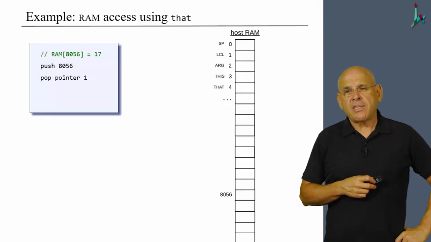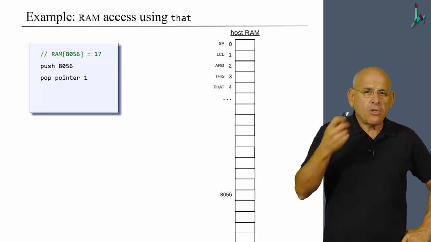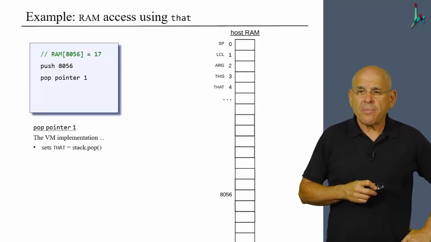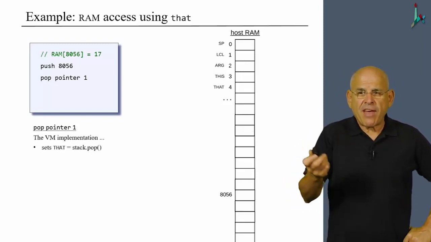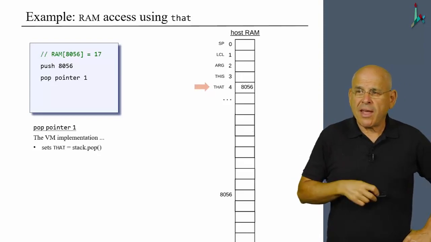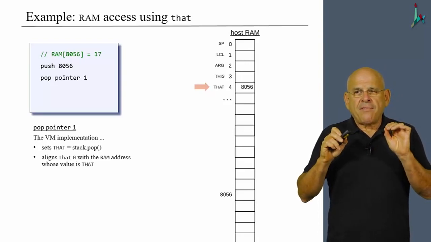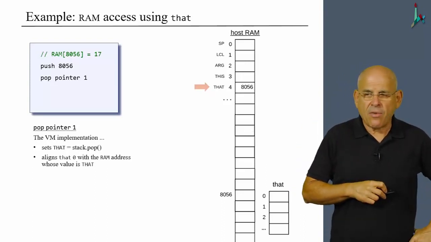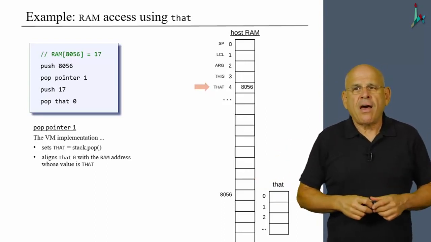Well, we can push this value onto the stack, and then we can push the address onto the stack and pop it onto pointer 1. Once we do it, the VM implementation will effect the pop, and will take this value and put it into that. Now take a look at the RAM, and you will notice that the that pointer now contains 8056. As an immediate side effect, the VM implementation will align that 0 with the desired address. So we'll get this setting right here.